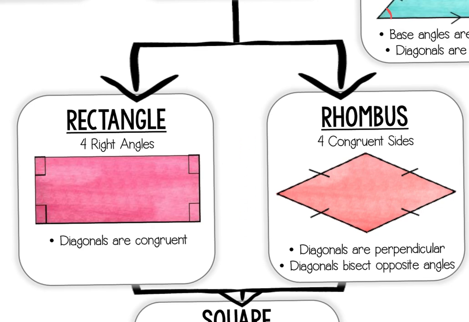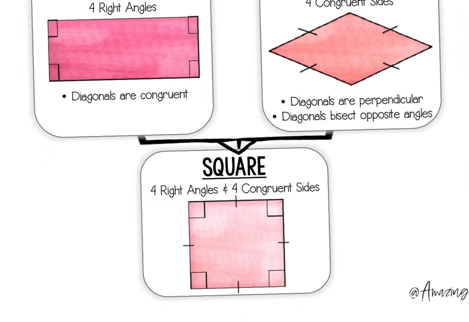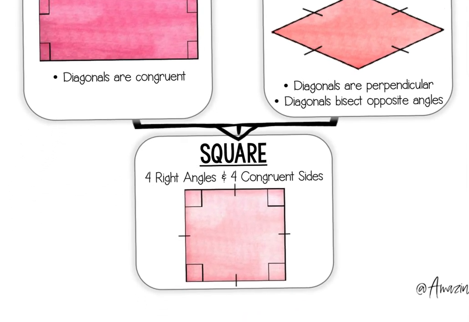And then the last one we have is the square. Now the square is kind of a combination of the rectangle and the rhombus. So 4 right angles and 4 congruent sides, which means the square has all the characteristics of the parallelogram, the rectangle, and the rhombus. So for the square, the diagonals are going to be bisecting each other, congruent, and perpendicular. And the diagonals are going to bisect the angles. So diagonals are going to create 45-degree angles. It meets all the characteristics of everything above it.